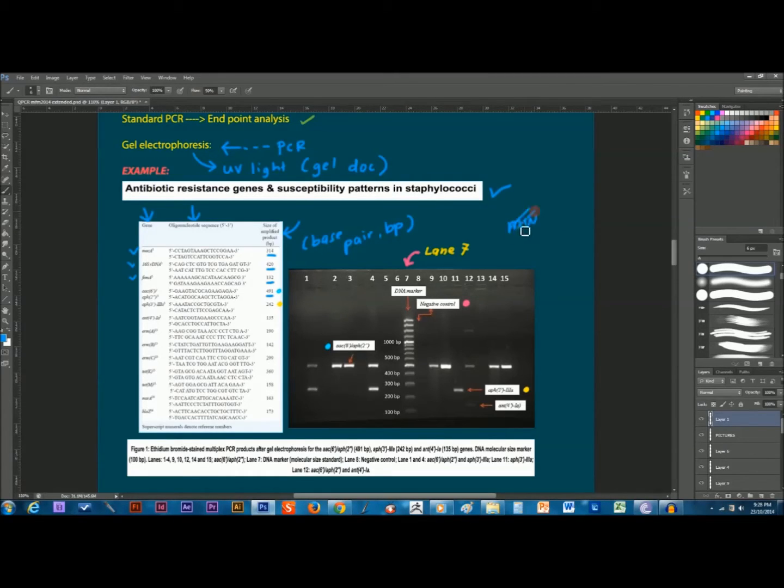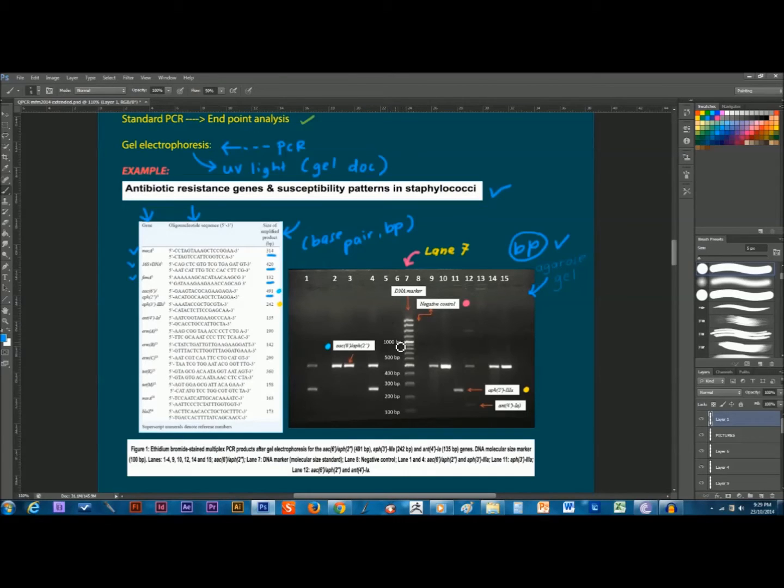Sorry, not molecular weight, according to the base pair, because we can separate the base pair according to the electric current. So usually on the agarose gel, okay, usually we use agarose gel. If we do the protein, we must use polyacrylamide gel, okay, a different type of gel. So our nucleic acid, the DNA, we can use agarose gel to separate the DNA.